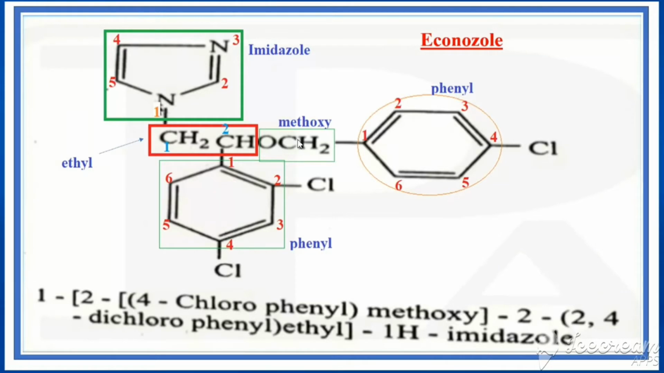So what is there for iconazole? The first nitrogen of imidazole is connected with ethyl, the second carbon of ethyl has methoxy and also the 2,4-dichlorophenyl. This methoxy group is connected with the 4-chlorophenyl. So that is the structure for iconazole.